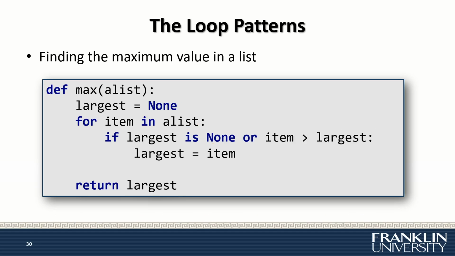I can do the same thing finding the max. Set the largest to None, and if largest is None or item greater than largest, then I set the largest to item. The largest is just a variable keeping track of the largest item I found so far.